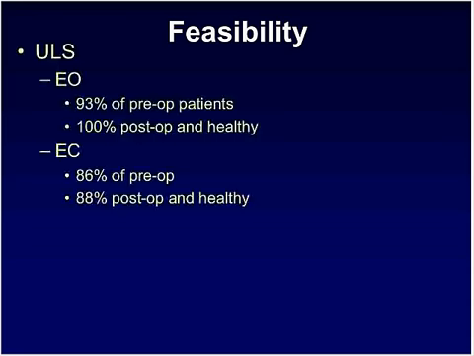For feasibility, we simply looked at, of our patient groups, how many patients could complete the test. So part of what we were trying to do was develop a functional test battery to track outcomes in our clinical populations. So if our baseline tests couldn't be completed by the patients, then it wasn't going to give us a baseline data point. So we looked at unilateral stance in both the eyes open and eyes closed condition, and 93% of pre-op patients could do eyes open. Everybody post-op and healthy could do eyes open. However, eyes closed, only 86% of the pre-op patients were able to complete, and 88% post-op and healthy.